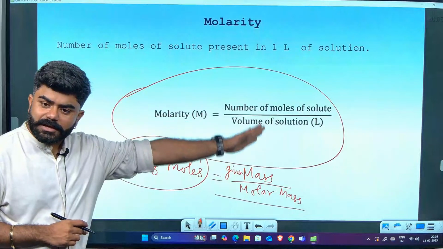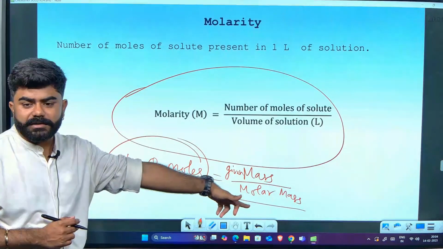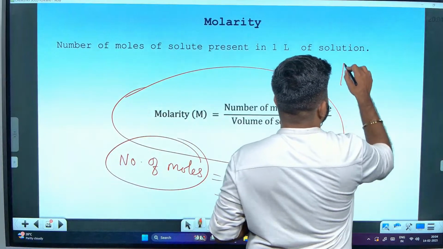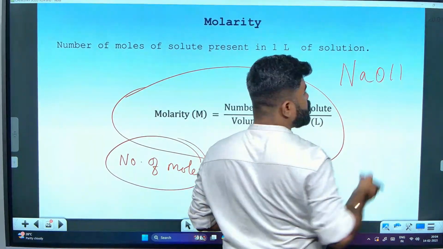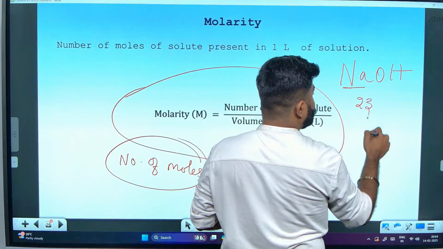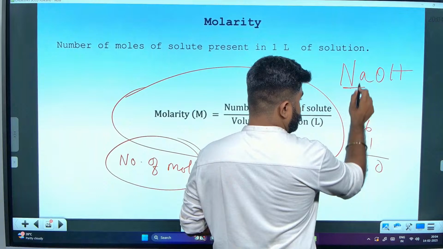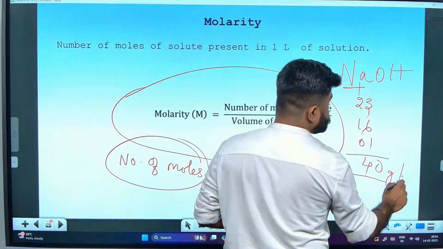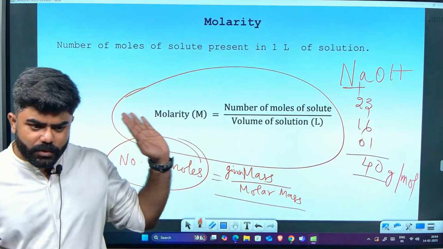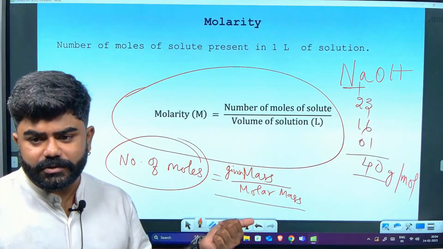Then what can you do? Just substitute directly and it is done. Correct? So what is the given mass in our question? 5 grams. How do I find the molar mass of NaOH? Molar mass is nothing but the molecular mass of NaOH. So the atomic mass of Na is 23, oxygen 16, hydrogen 1. So 23 plus 16 plus 1 is 40 gram per mole. This is your molar mass. So you just have to substitute and get the answer. There you have to do the milliliter to liter conversion.